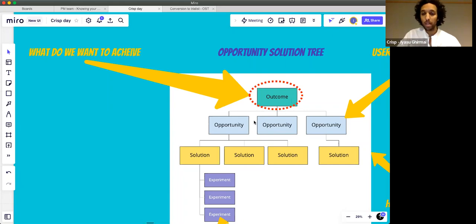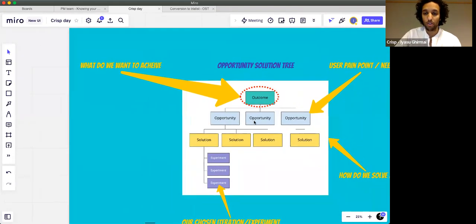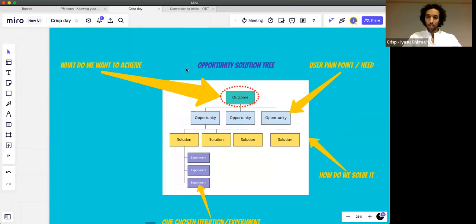All right. The big thing about opportunity solution tree is that you focus on the outcome. Exactly what Marcus said previously, and Thomas as well. We want to focus on what we want to achieve. Now, after that, you move your way down to opportunities. That's basically the user pain point or need. So you start off with what you want to achieve, and then how do we do it? Well, via this opportunity. The way to solve it is the solution.